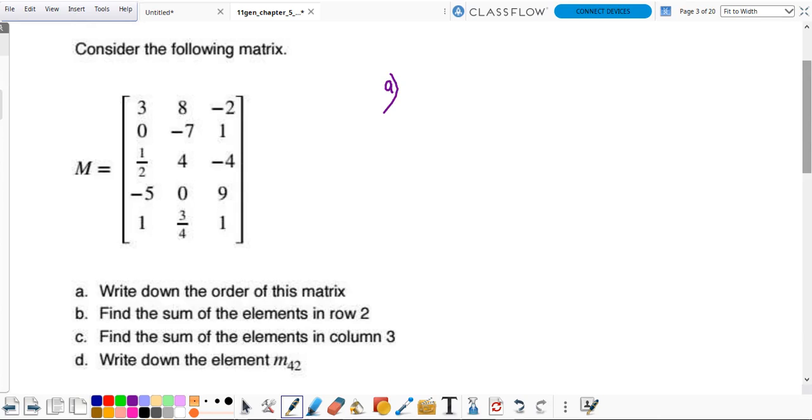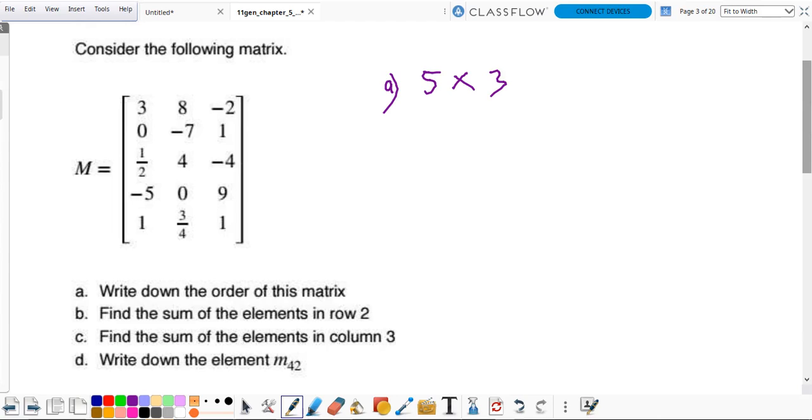For the order, remember, you're telling me the number of rows and the number of columns. So how many rows is this? 1, 2, 3, 4, 5. So it is a 5 by how many columns? 1, 2, 3. So it's a 5 by 3 matrix. Don't get scared or freaked out by the fractions. You don't actually do the equation, you just put 5 by 3. You're just telling me how many rows, how many columns.